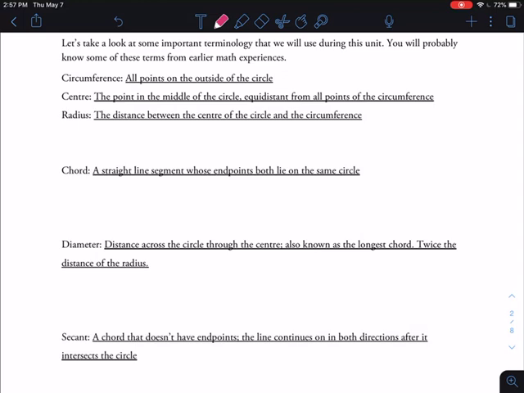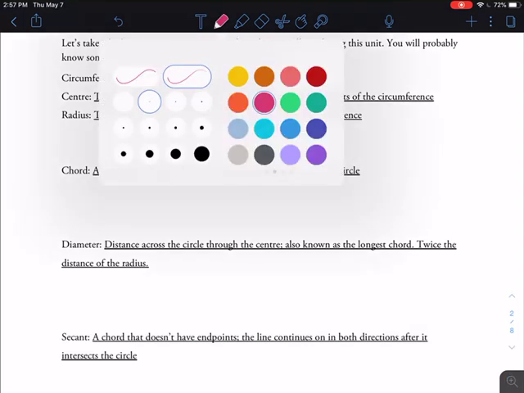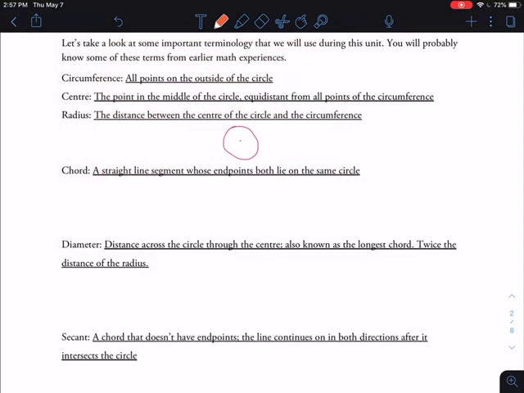The radius, in case you forgot, is the distance between the center of the circle and the circumference. So if you had a circle, I really should have put a little diagram of a circle in before I started talking, but oh well. And let's say that's the center. Then the radius is that part between the center and the circumference, and we usually use R to show it.